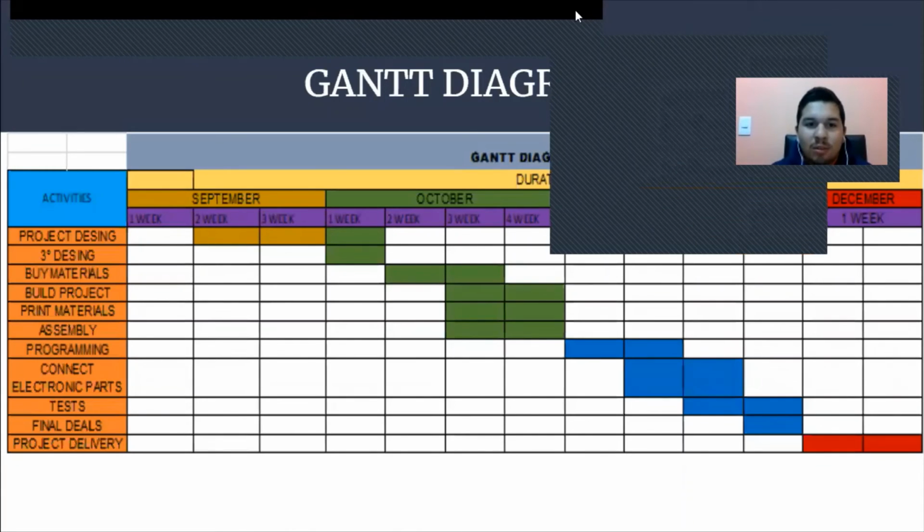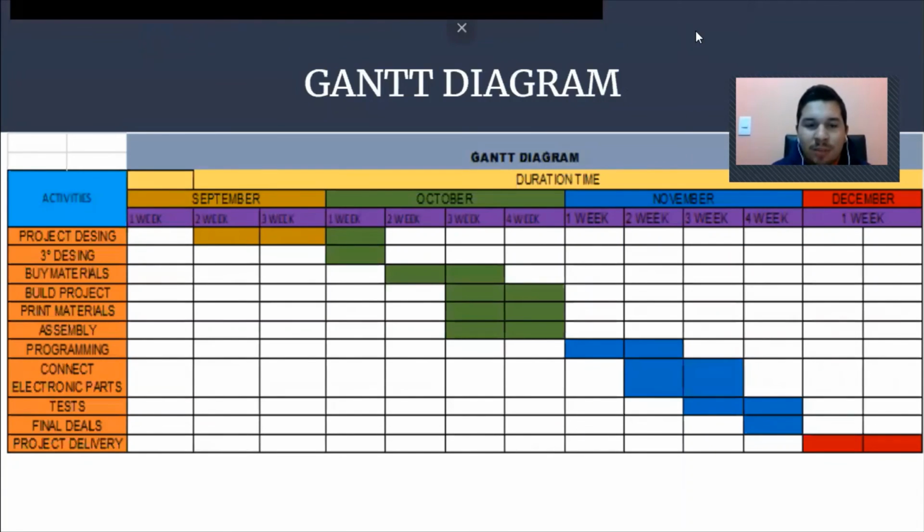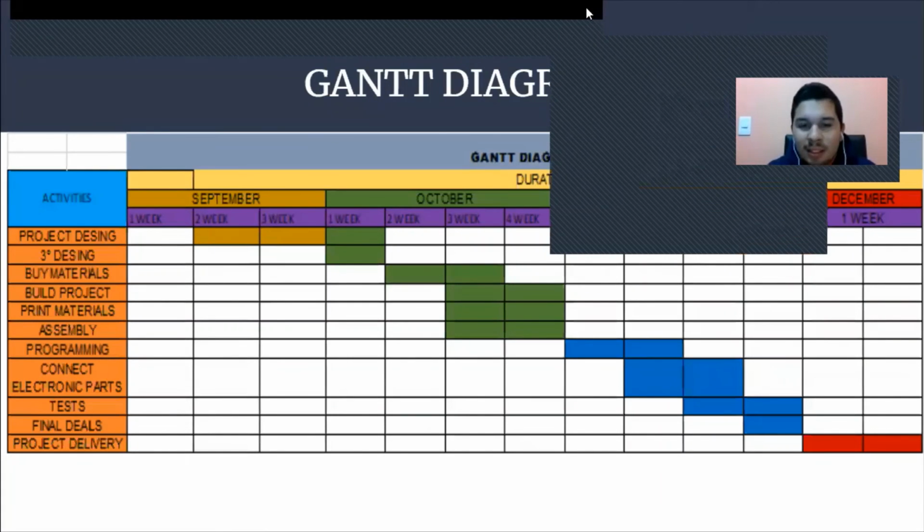In our diagram, we see the weeks in which we will work on our project. In September, in the second and third week, the design of the project was done. In October, in the first week, the project design was completed. In the second and third week, we will buy the materials. In the third and fourth week of October, the construction of the project will begin.